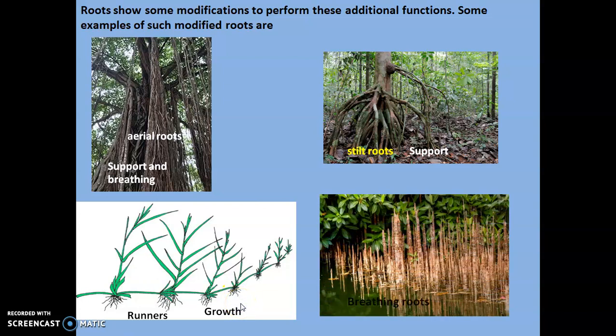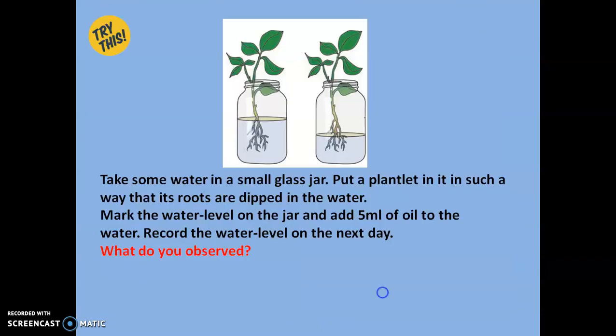And then we have breathing roots. As the name suggests, they help the plants to breathe. Now see, some of the plants are submerged in water. The plant needs to breathe. So these are called breathing roots which help the plant to breathe. Besides normal function, that is absorption of water and mineral, root also gives support. Then it helps in breathing, and for that it shows various modifications.